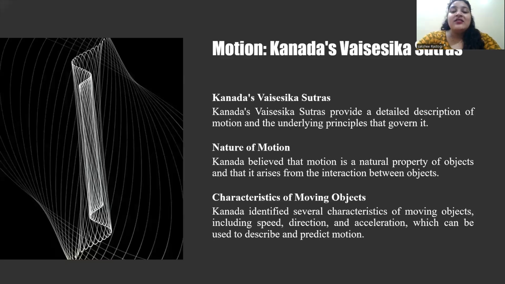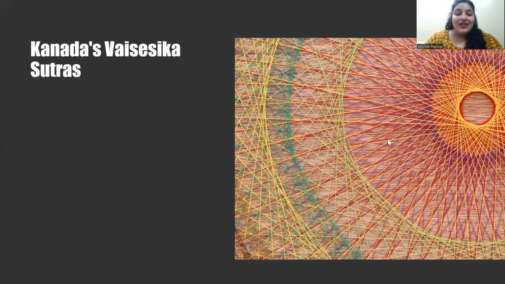So these characteristics demonstrate a sophisticated understanding of motion and its various aspects, showing a remarkable similarity to modern kinematics and dynamics. So Kanada's work on motion is a testament to the advanced knowledge of ancient Indian philosophers and their contribution to the development of physics. So what do you really understand by Kanada Vaisheshika Sutras?